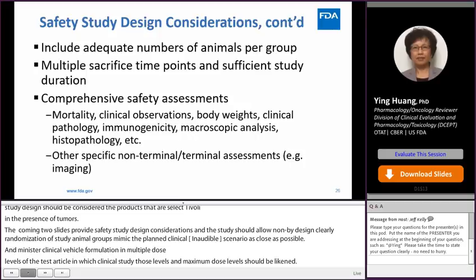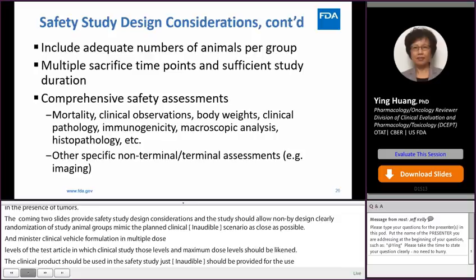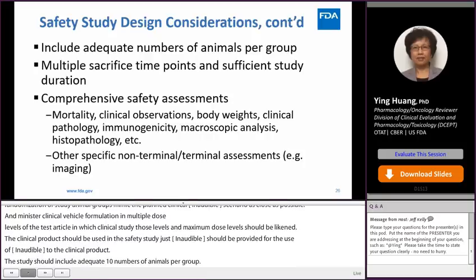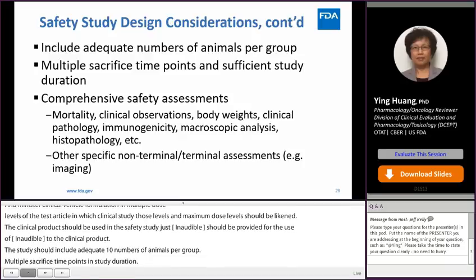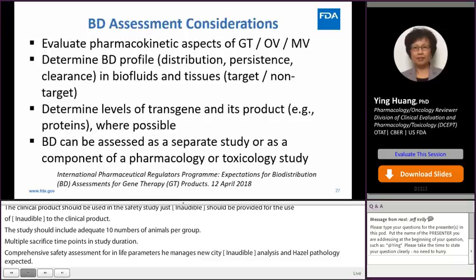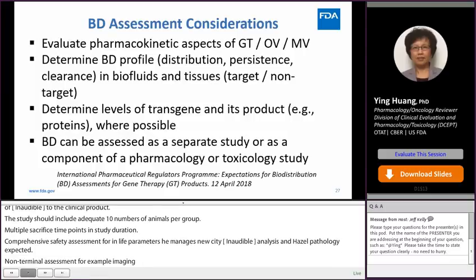The study should include adequate numbers of animals per group, multiple sacrifice time points, and sufficient study duration. Comprehensive safety assessments for in-life parameters, immunogenicity, macroscopic analysis, and histopathology are expected. Non-terminal assessment, for example imaging, may be incorporated to assist in safety analysis. Biodistribution assessment is an important component of safety evaluation.